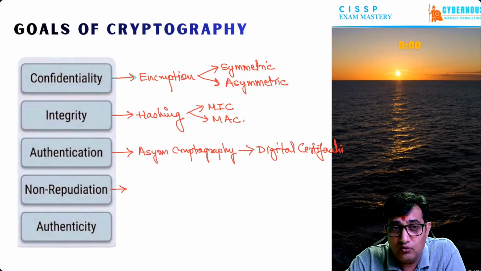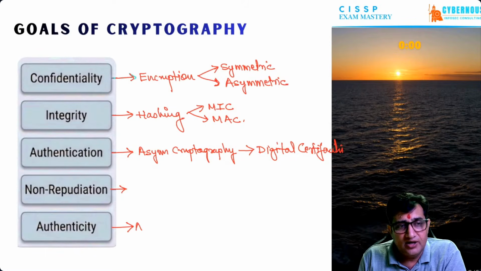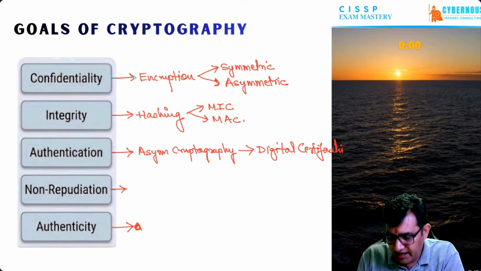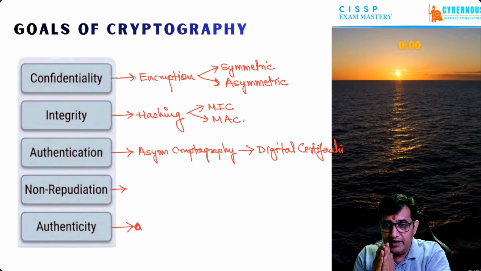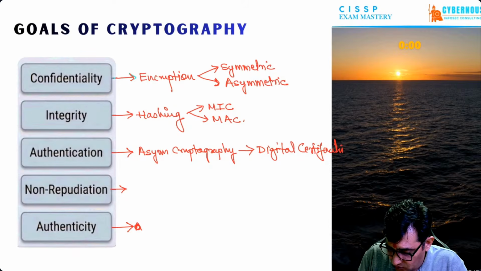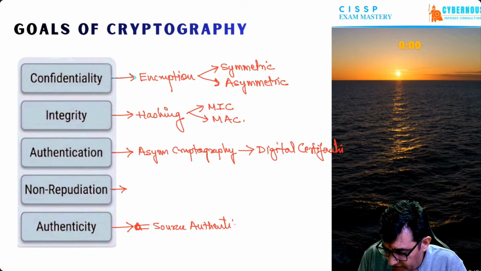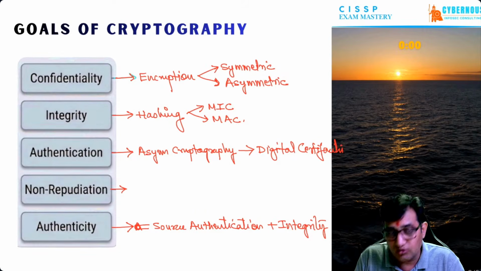But before we go on to non-repudiation, it is fundamentally very important to understand authenticity. Authenticity is that the message is coming from the intended source. You need some kind of proof that the message is coming from the intended source, and at the same time, the message has not been modified. So if I say that authenticity is equal to source or destination authentication, plus integrity assurance, then we can say the message is authentic.